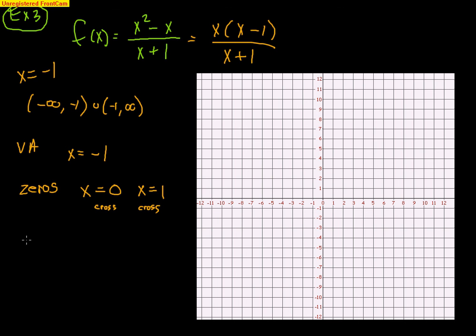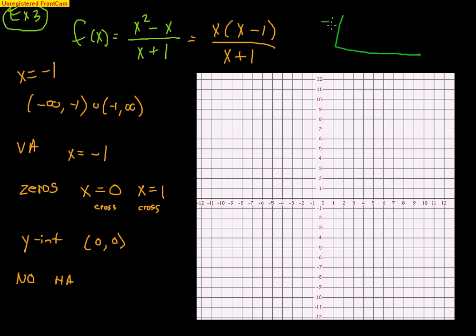And let's see here. Y-intercept can be found by plugging in 0 for x. When I plug in 0 for x, I get a 0 on top and a 1 on the bottom, which is 0. And that makes sense because I have a 0 at 0, so I would have a y-intercept there as well. And lastly, what about horizontal asymptotes? Well, there are no horizontal asymptotes because the top degree is bigger than the bottom. So when the top degree is bigger than the bottom, this is our special case where we have a slant asymptote. So to find that slant asymptote, I'm going to use synthetic division here.